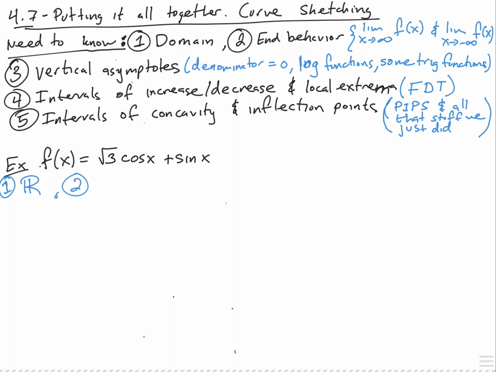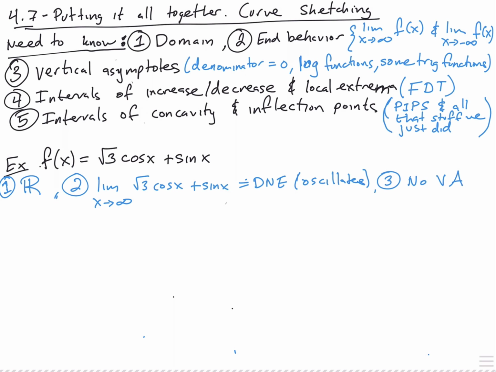So this is the sum of sine and cosine. If you just think of taking the limit as x goes to infinity, what do you know already? Yeah, this does not exist, right? It just oscillates. Okay, so we'll forget about that. Some of these don't take much time. What about vertical asymptotes? Think of sine and cosine. You don't have a denominator, so no vertical asymptotes. See, we already did more than half of the steps there.